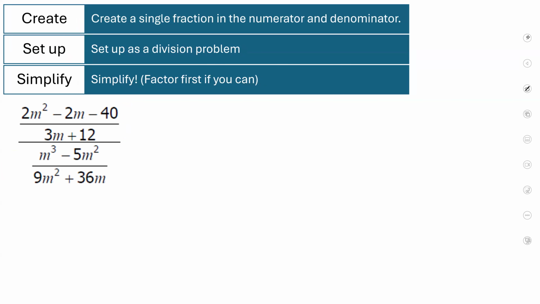Okay, so let's try this first one. The first step is to create a single fraction in the numerator and denominator. That is already done, so I don't have to do this step for this one. Now we're going to set it up as a division problem. Remember, we're going to keep the first fraction, change to multiplication. We use a point for multiplication, and then we're going to flip the second fraction, okay?